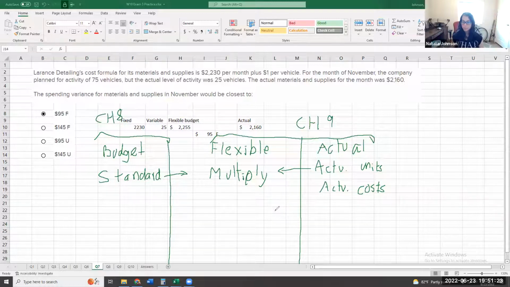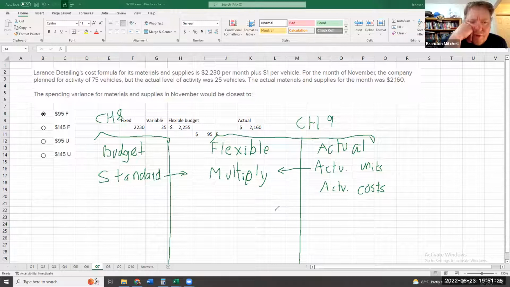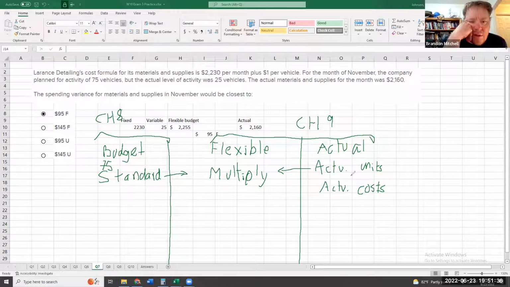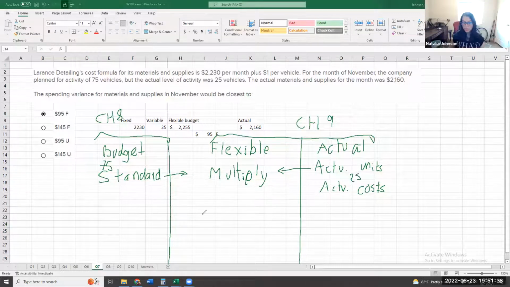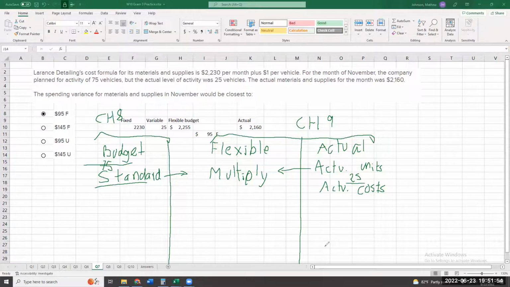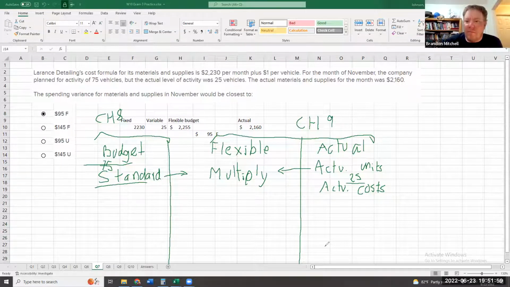Does it make sense? Yeah, but why would I ignore that 75 vehicles? Why would I not put that in? Because these 75 vehicles is what they budgeted. Oh, okay. And the actual was 25. So for the flexible budget, we don't care how many sales they thought they were going to sell, but we only care about the standards and what they actually sold. Okay. So anytime it says planned or budgeted, we just ignore. Yeah.